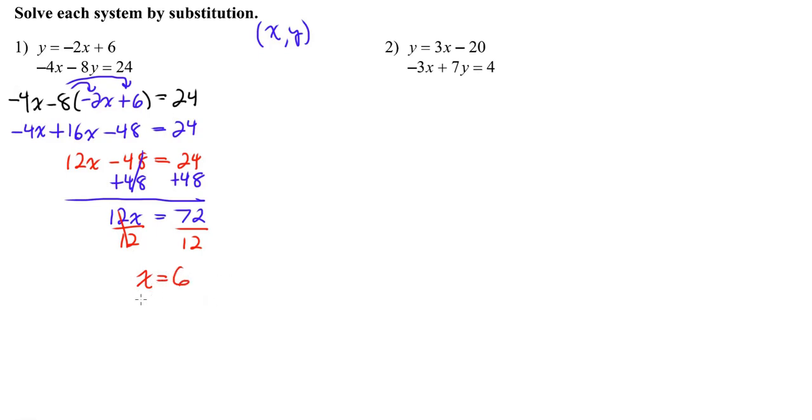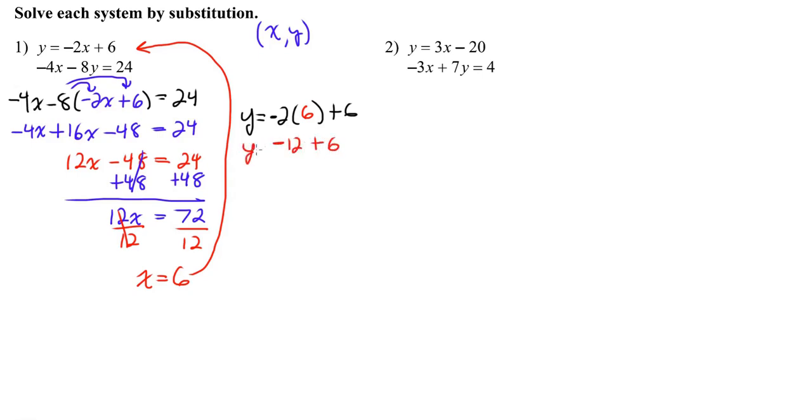Now, this is only half of the solution because we still need y. So we're going to use this value of 6 for x, and we're going to substitute that into the first equation for x and solve for y. So we have the equation y equals negative 2 times x plus 6, and we know that x is 6. So now we work this out. Negative 2 times 6, that's negative 12. And negative 12 plus 6 is negative 6. So y equals negative 6.